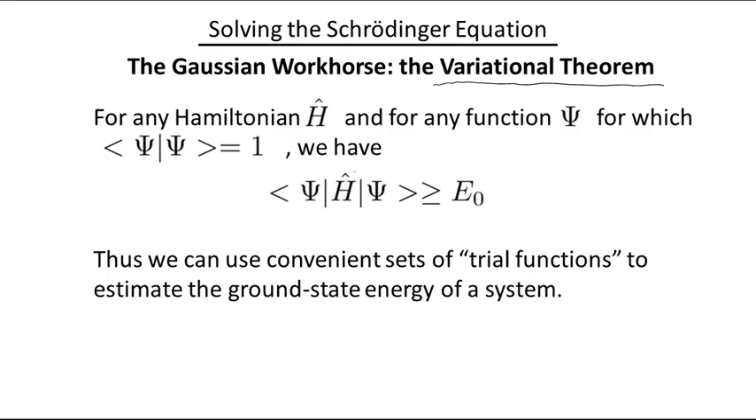Now, why are these trial functions so powerful? The answer is the variational theorem, which we're going to prove briefly. So I'll state it this way, and this is not a rigorous math statement. It's kind of like a physics statement.